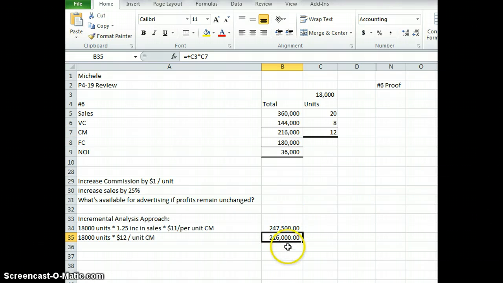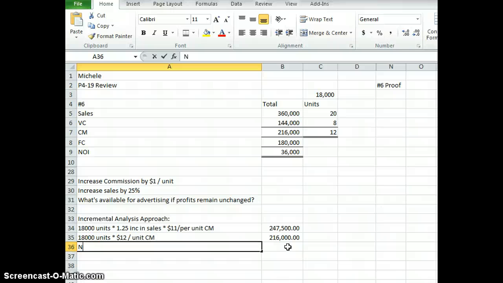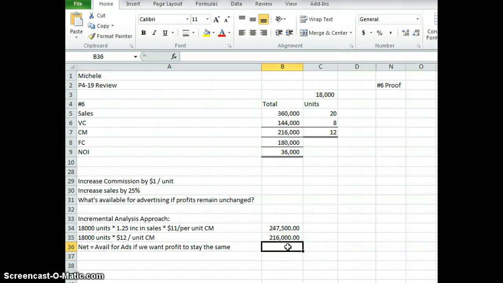What is the incremental increase that we could have in advertising if we wanted our profit to stay the same? It would be the net. The net is available for advertising. It's available for ads if we want profit to stay the same. So now we're going to prove that. And by the way, that answer is $31,500.